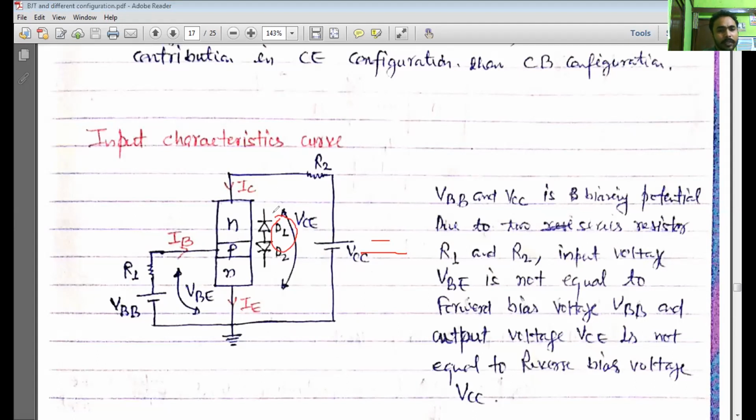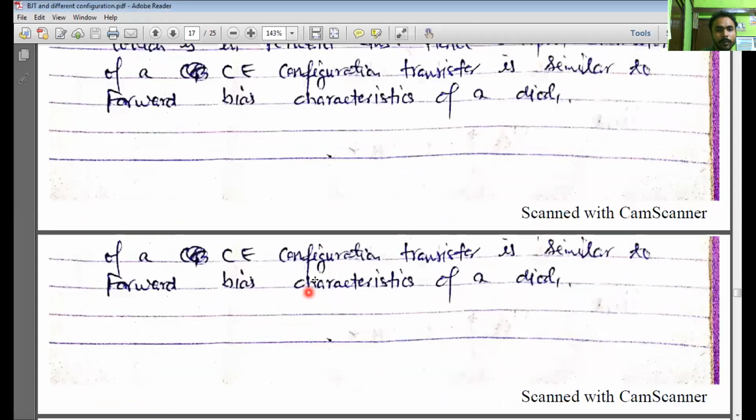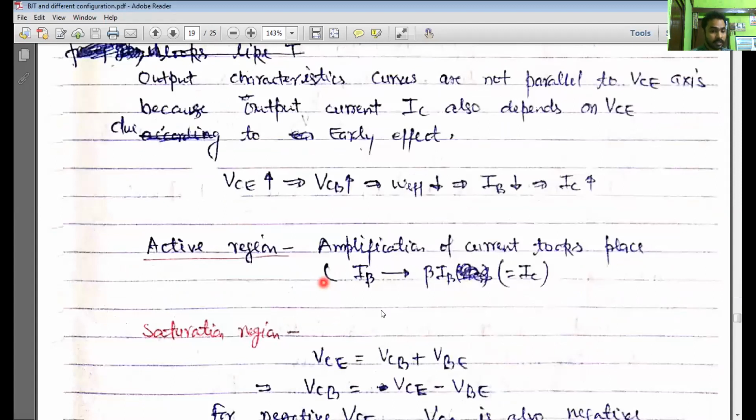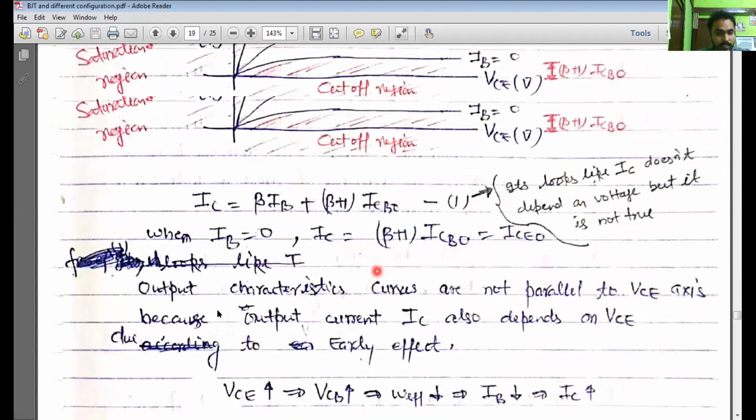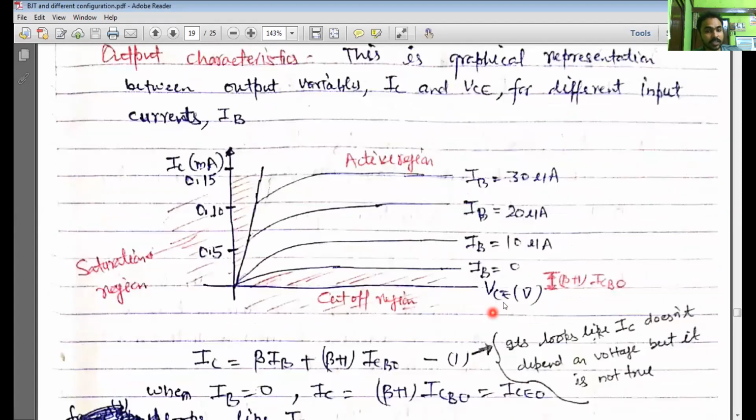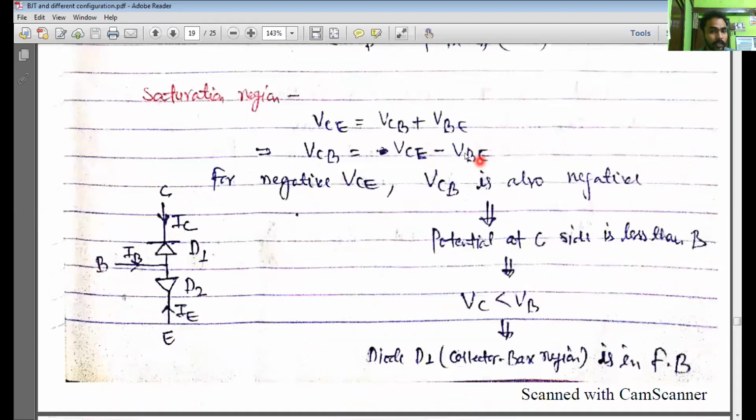Be very careful. I am repeating again. Since we are talking about this side and this side, your VCE is negative. So this VCE is negative, and negative minus something is again negative, so VCB is also negative.